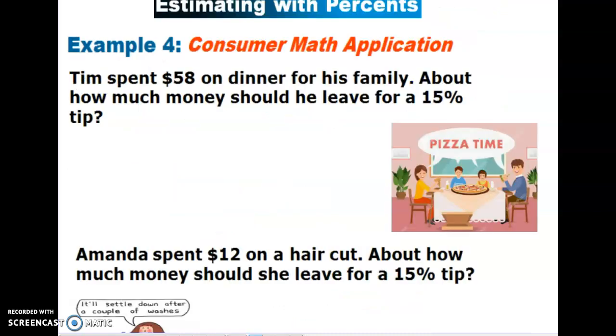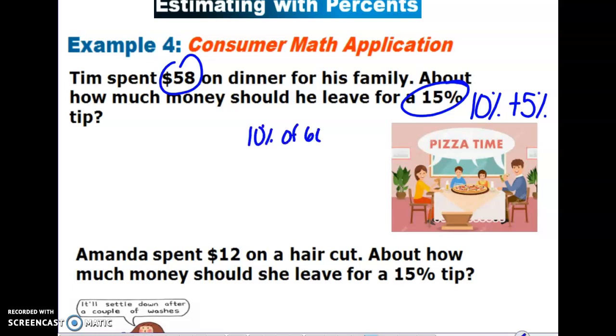Now, a lot of times if you go out to a restaurant and you're tipping, you're going to use percentages a lot. Tim spent $58 on a family dinner for his family. About how much money should he leave for a 15% tip? So for 15%, I'm going to think of that as 10% plus 5%. I'm going to think of $58 as being about $60. So I'm going to figure out what's 10% of 60, and then I'm going to cut that in half to give me 5% of 60, and then I'm going to add those two amounts together.